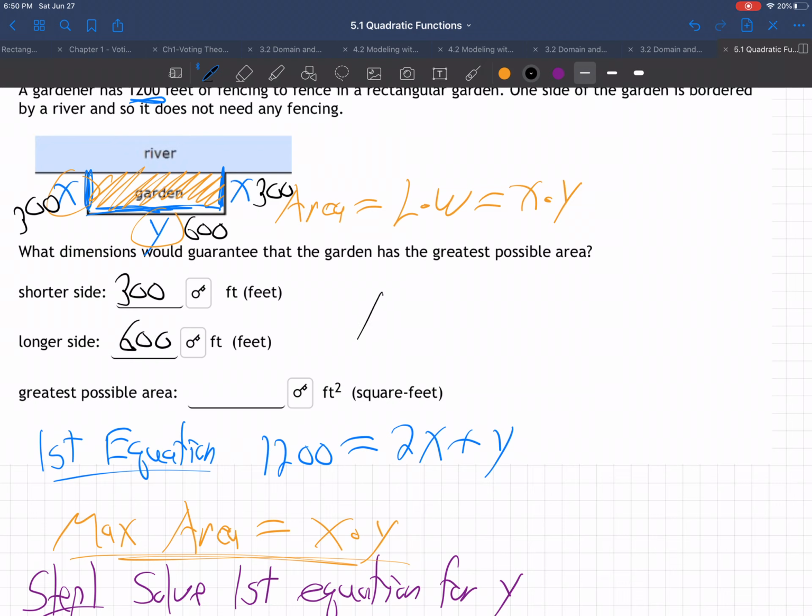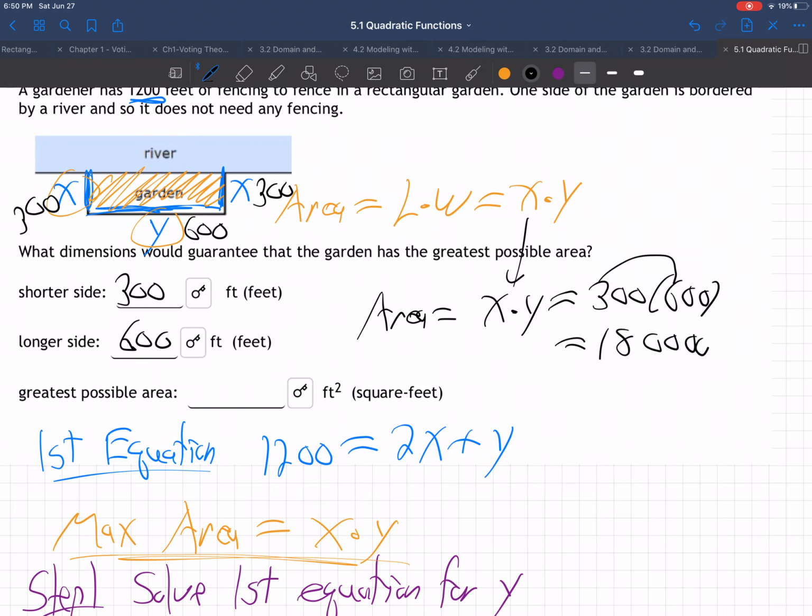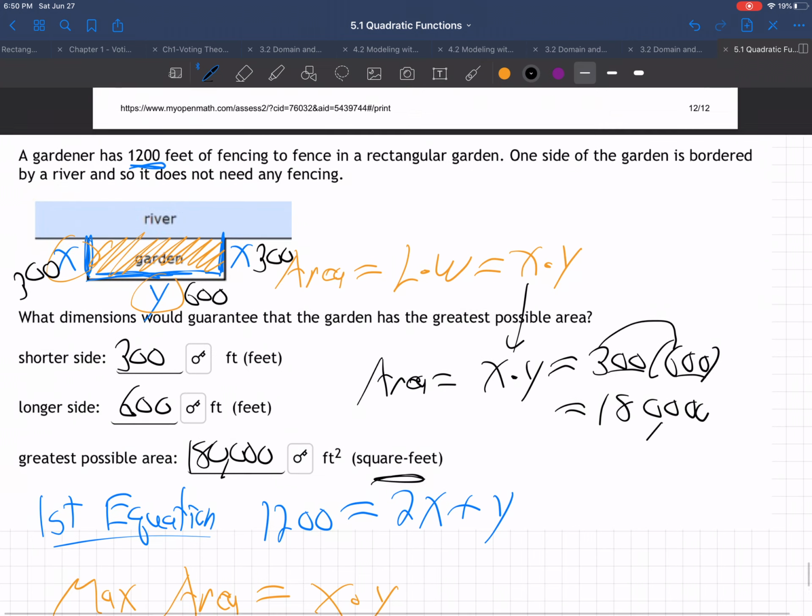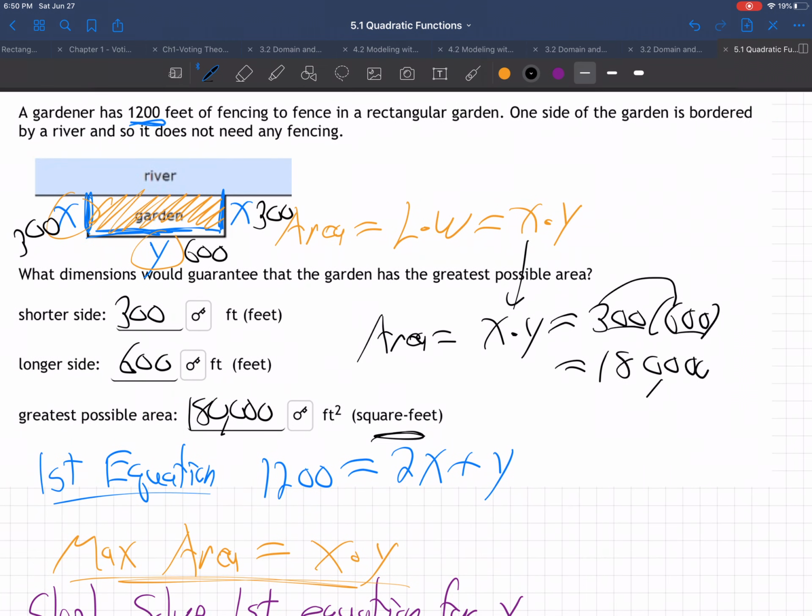And the area of that rectangle is x times y, as it says right there. 300 times 600, that's 18, and then 4 zeros, right? You just go 3 times 6 is 18, and then 2 zeros, 2 zeros, 4 zeros. So that's 180,000 square feet. So that's the best way to build the garden next to a river, is make the shorter dimension 300 feet, the longer 600. That'll use up the whole 1,200 feet, and that'll give you the most area possible.